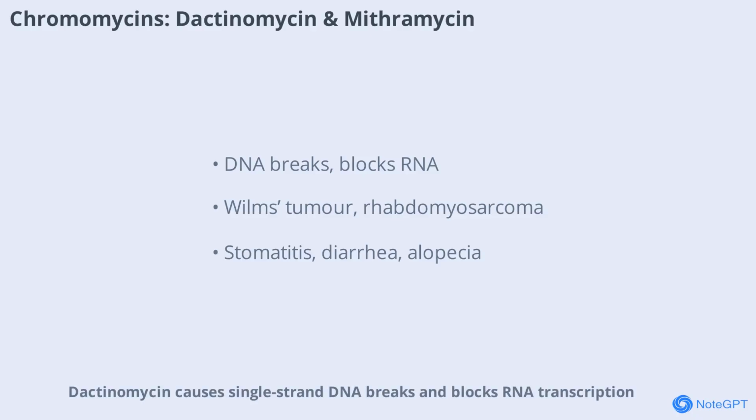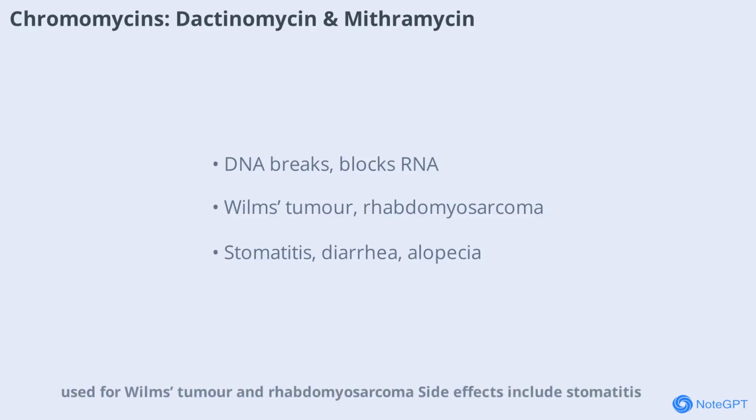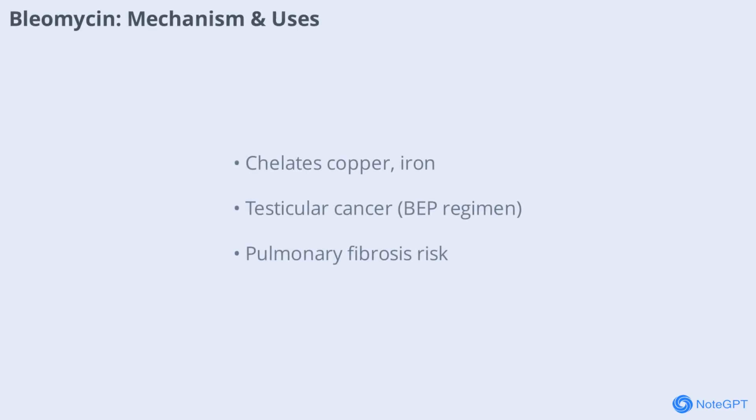Dactinomycin causes single-strand DNA breaks and blocks RNA transcription. It's especially important in pediatric oncology, used for Wilms tumor and rhabdomyosarcoma. Side effects include stomatitis, diarrhea, skin erythema, hair loss, and bone marrow depression. Mithramycin is less commonly used but shares similar mechanisms and toxicity. Bleomycin is a glycopeptide antibiotic with strong anti-tumor activity. It works by chelating copper and iron, generating superoxide free radicals that break DNA strands.